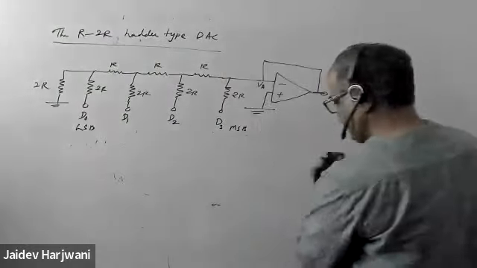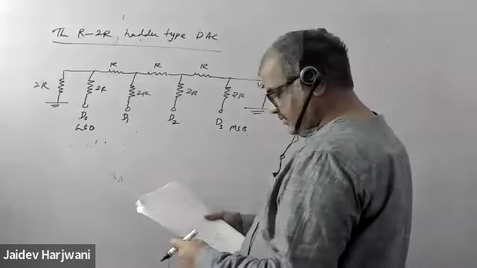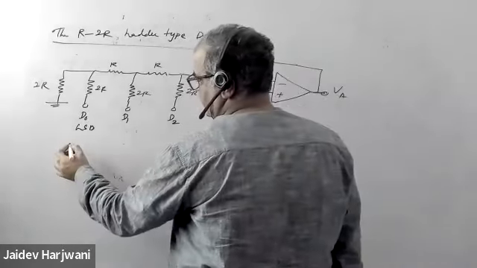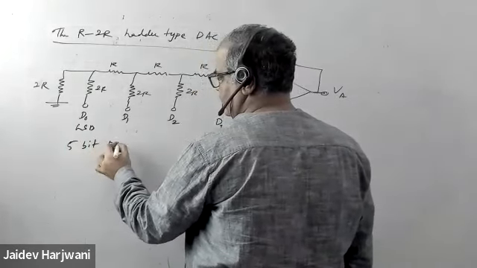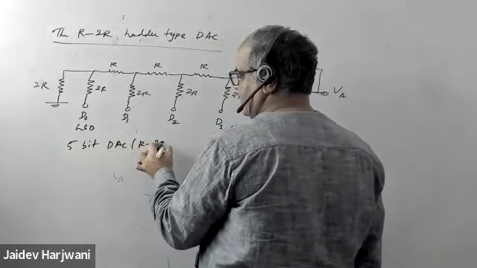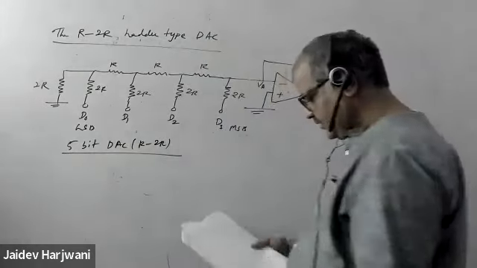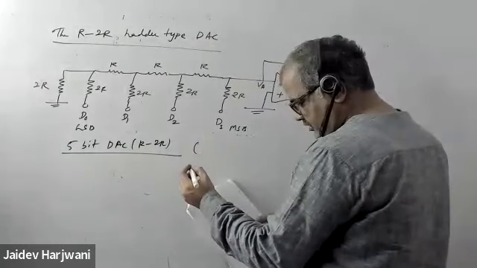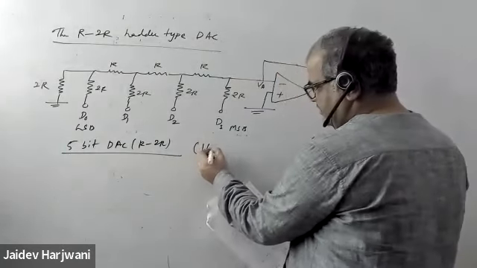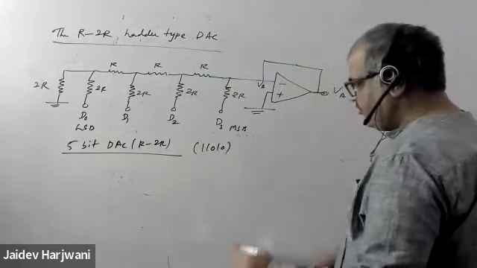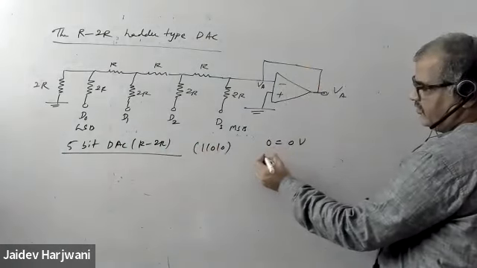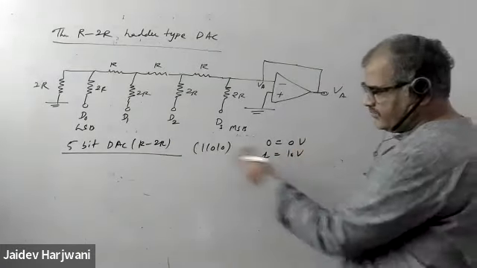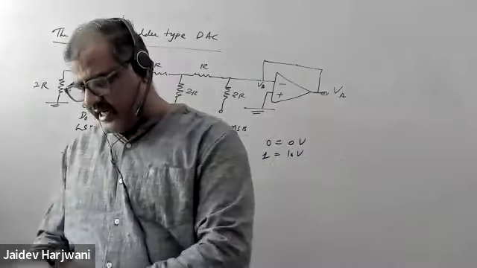Say we have been given a 5-bit D2A converter, R2R type. He says calculate the analog output equivalent to digital input 1, 1, 0, 1, 0. And you have been given 0 equals 0 volt and 1 equals 10 volt. So put the values in the formula and tell me what is the analog output.